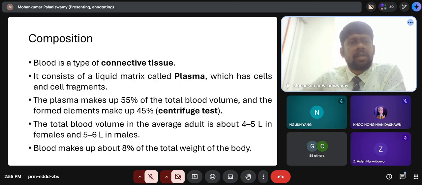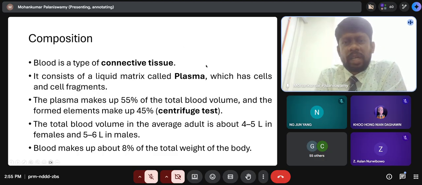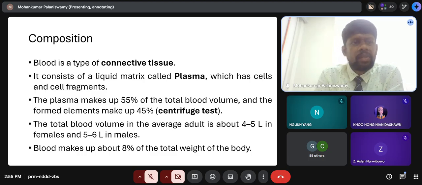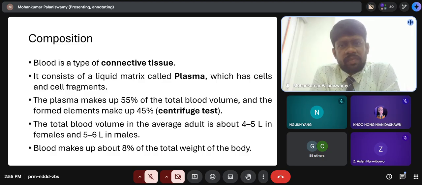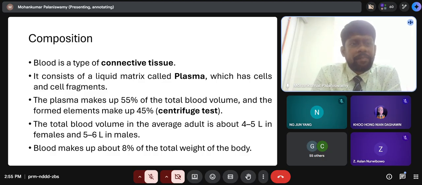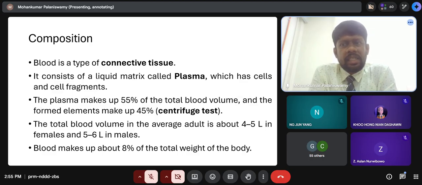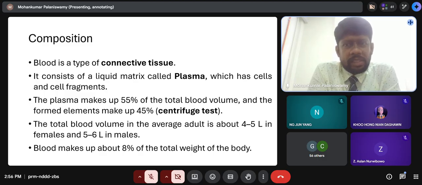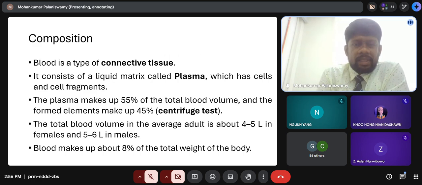Next one is composition, what the blood is made up of. So blood is a type of connective tissue. Last semester we studied about connective tissue. So blood is also a connective tissue. It consists of a liquid matrix called plasma, which has cells and cell fragments. This plasma makes up to 55% of our total blood volume, and the formed elements make up to 45%. So 55 plus 45 equals 100%.